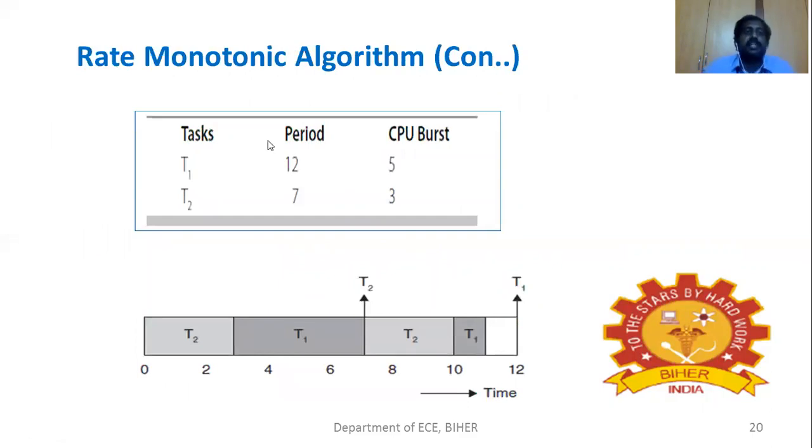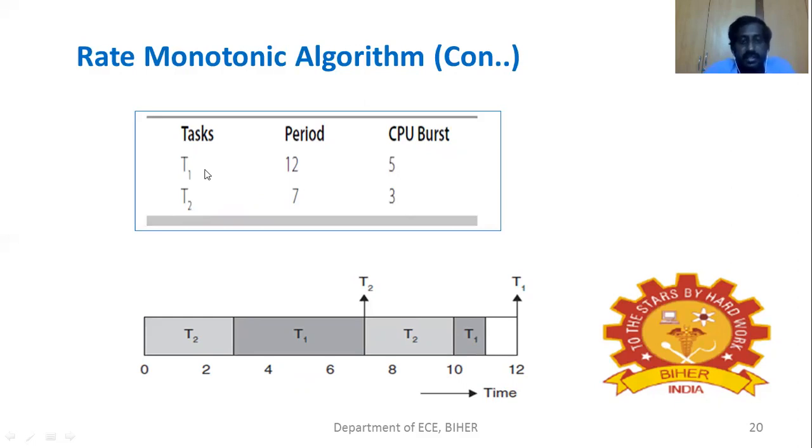We can explain the rate monotonic algorithm with the help of an example. Consider two tasks, T1 and T2. We already discussed the equation in the previous slide, which depends on two things: the period of the task and the CPU burst. For T1 the period is 12 and the CPU burst is 5. For task 2 the period is 7 and the CPU burst is 3.